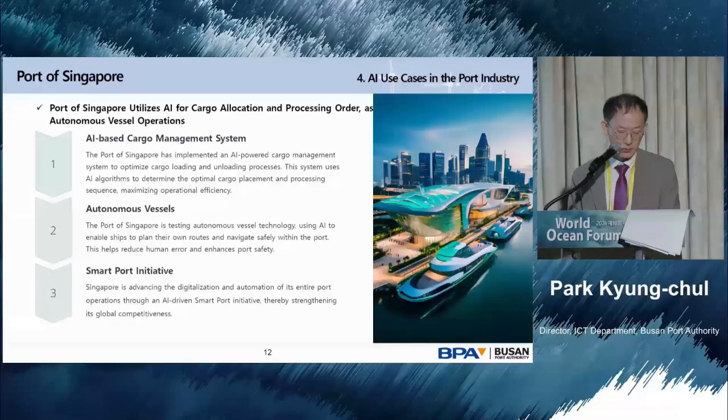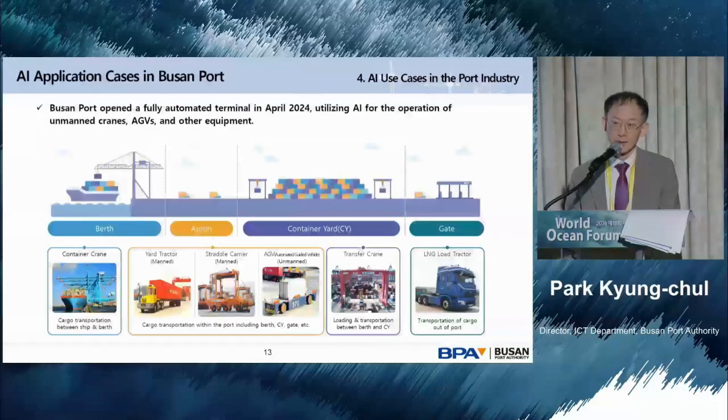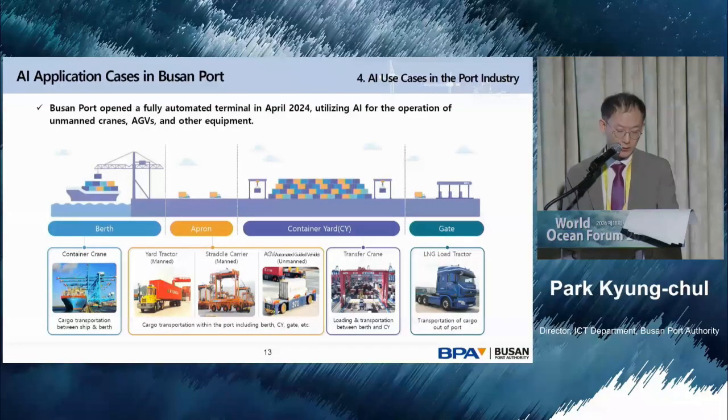And second, they have autonomous vessels. So they're trying to develop autonomous vessels in the long term. By autonomous vessel, they mean vessels that are capable of making decisions on the routes by themselves.